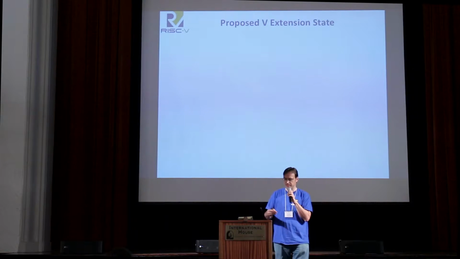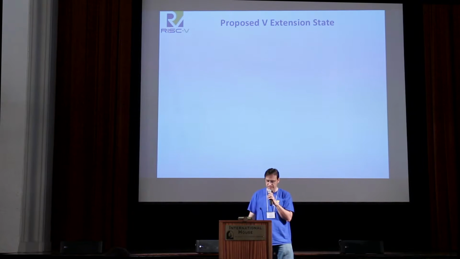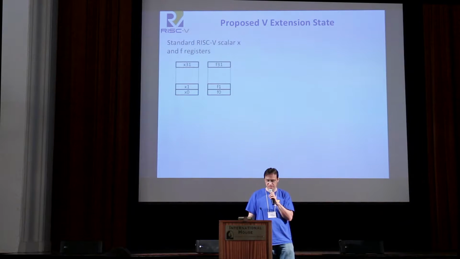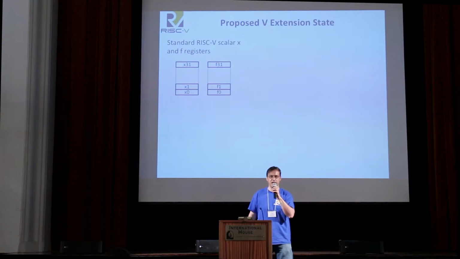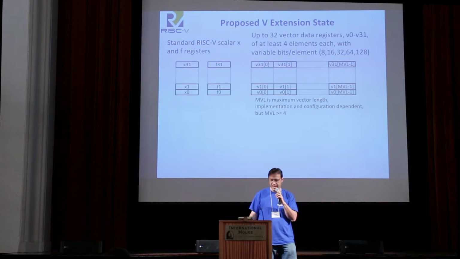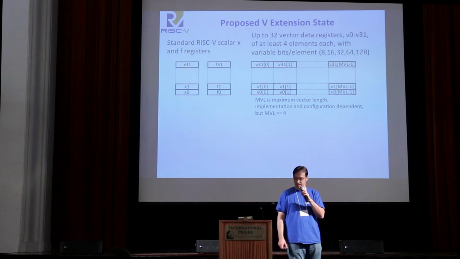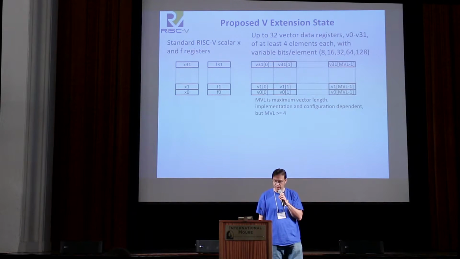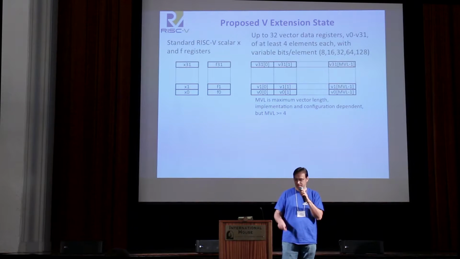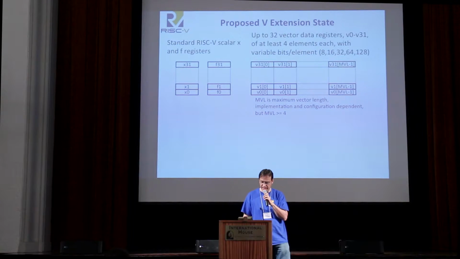So this is the data parallel extension we're proposing now, and this is sort of in progress. It's very simple. You start off with the standard RISC-V scalar X and F registers. Those are going to be where the scalar operands come from. We're just going to add up to 32 vector data registers, V0 through V31. They're going to be at least 4 elements each, where the width of them is variable. I'll talk more about the details, but you should think of these as being 8, 16, 32, 64, 128 bits.